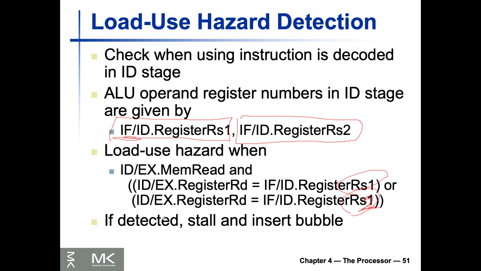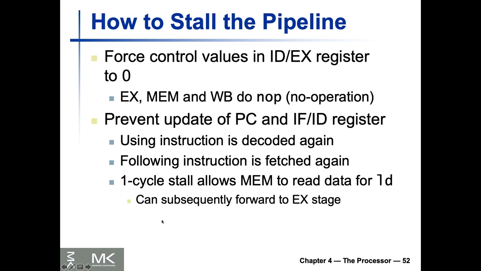If detected, we can install and insert a bubble. Okay. So even with forwarding, we knew that we need to use one cycle stall for load because it's going to get written back after the load, right? So even with forwarding, we need one stall. We talked about it before.